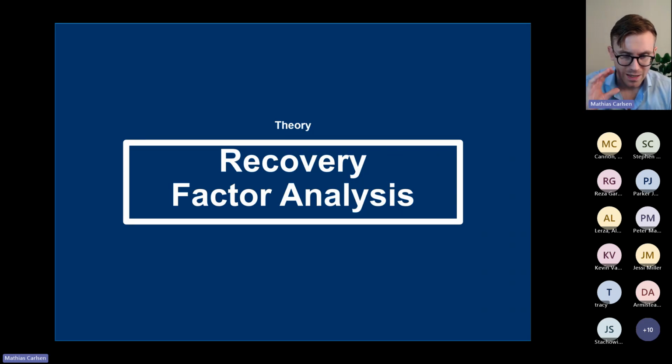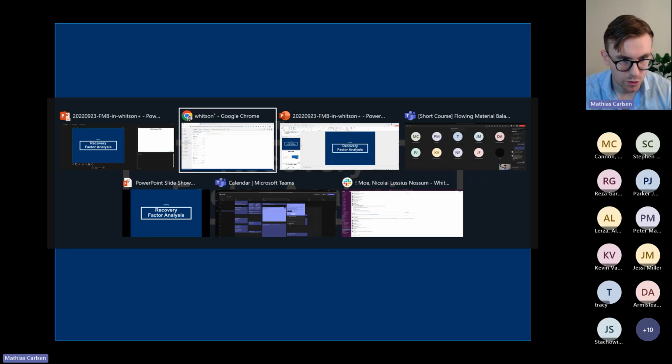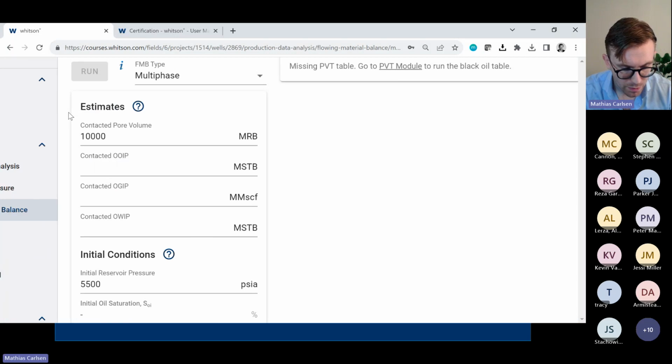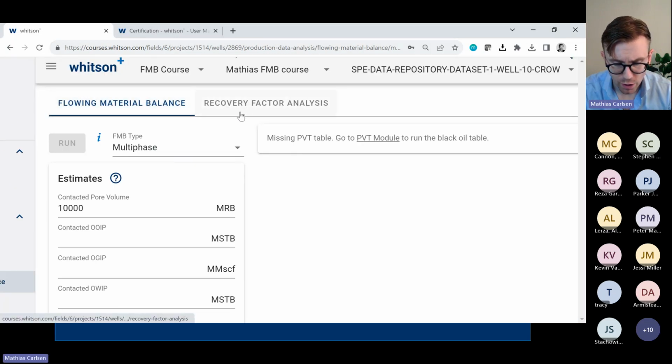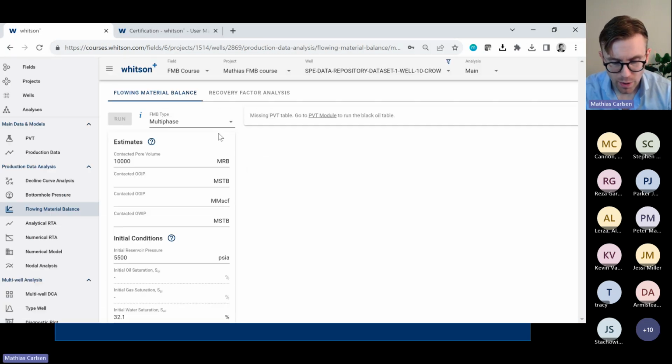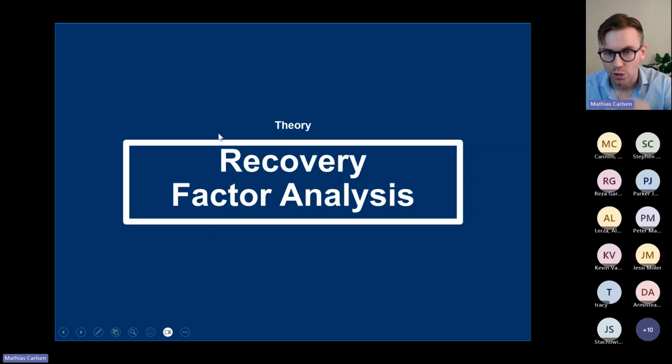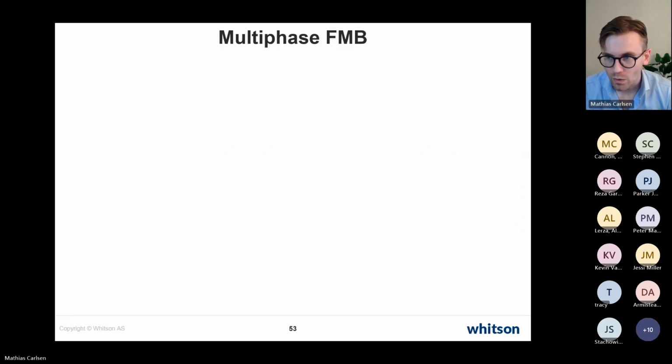So that's the second piece here. And just to emphasize, in the software, when you do the Multiphase FMB, there's a tab here, recovery factor analysis, that we'll talk a little bit about in the course today. I would just like to give you under the hood what's going on there. I know it's a feature that some companies use religiously on every single well, and some people don't even know that it's there. So I want to spend a little bit of time on that as well.